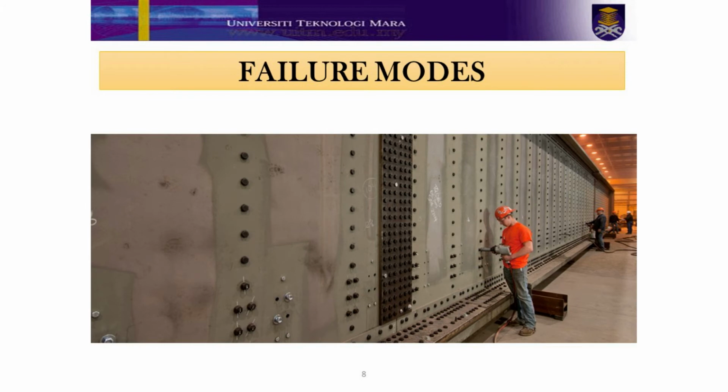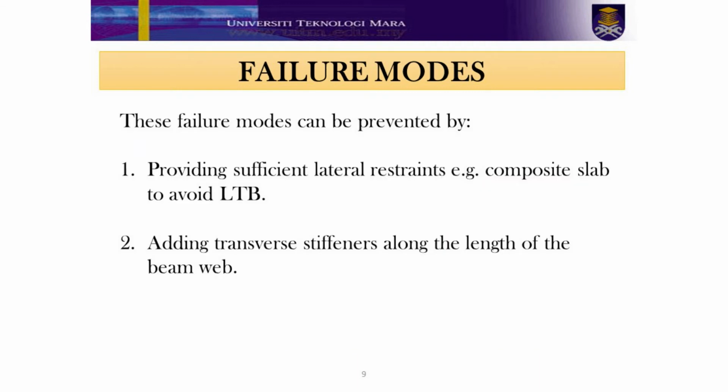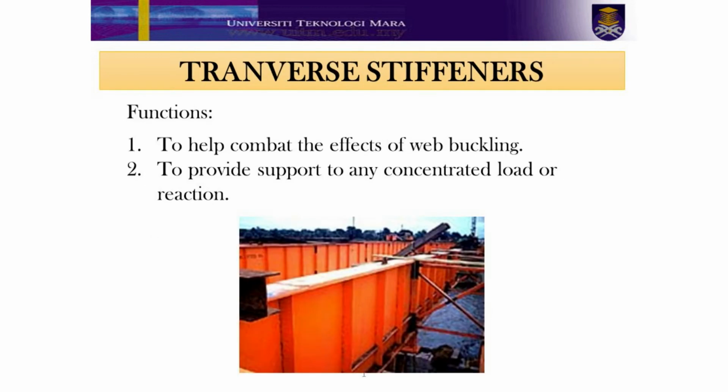Do you know, the plate girder can be very slender? The height of a plate girder can be as twice as normal human height. As mentioned earlier, all the failure modes can be prevented by providing sufficient lateral restraints, for example a composite slab to avoid LTB, and adding transverse stiffeners along the length of the beam web. This figure shows the transverse web stiffener.